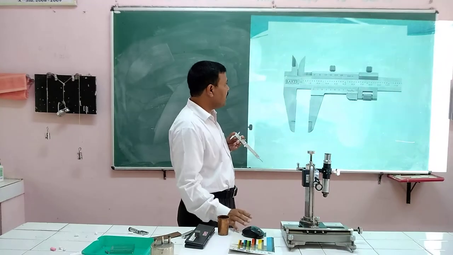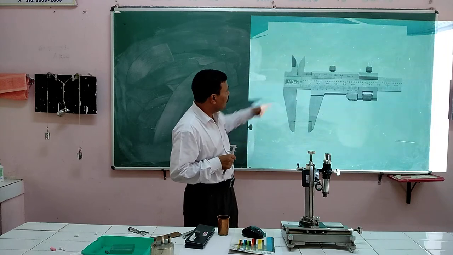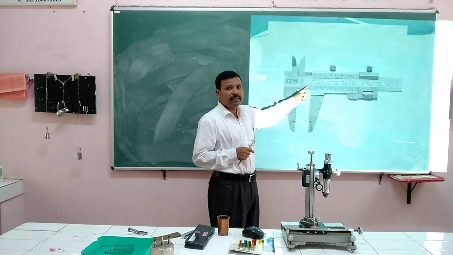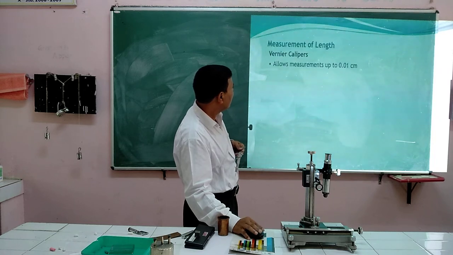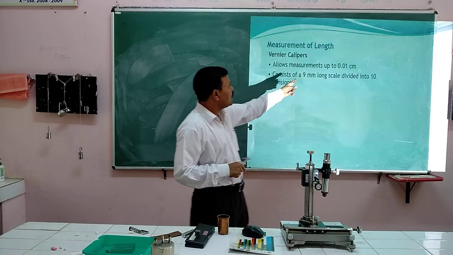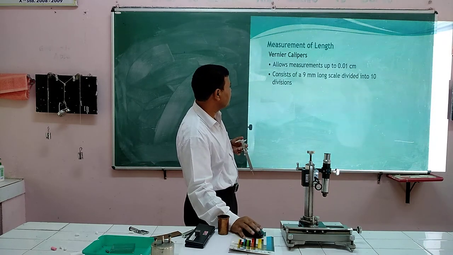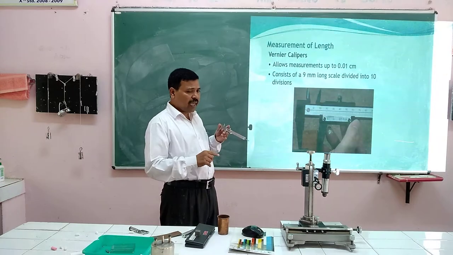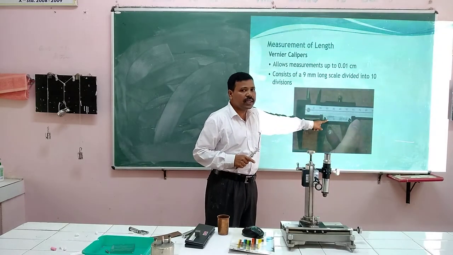Here is a picture of vernier calipers. As I have told you, there are two scales. One is the vernier scale, the other one is the main scale. This vernier calipers is used to measure up to 0.01 centimeter. That is its resolution. As I have told you, there are two scales. One is the main scale, the other one is the vernier scale.